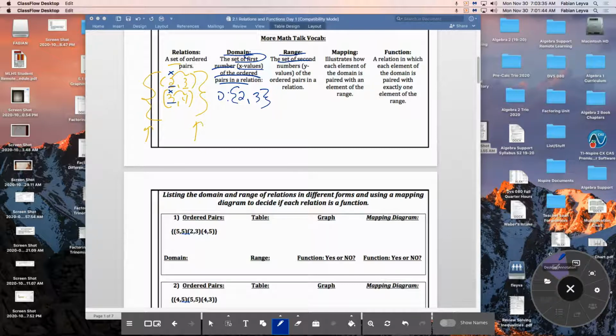Now, let's look at our range. Our range is known as the second numbers, the y values of ordered pairs. So let me change color so I can show a little better. These are my y values, the second ones listed. If I were to ask you, what's the range of this? You would tell me with those little fancy math brackets that it's 3 and 4, because those are the only y values there.